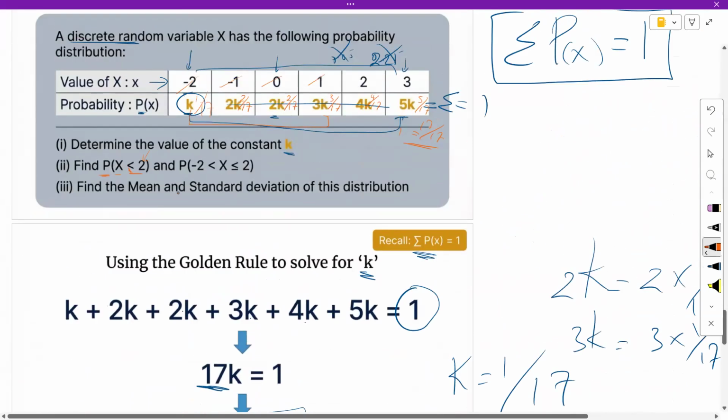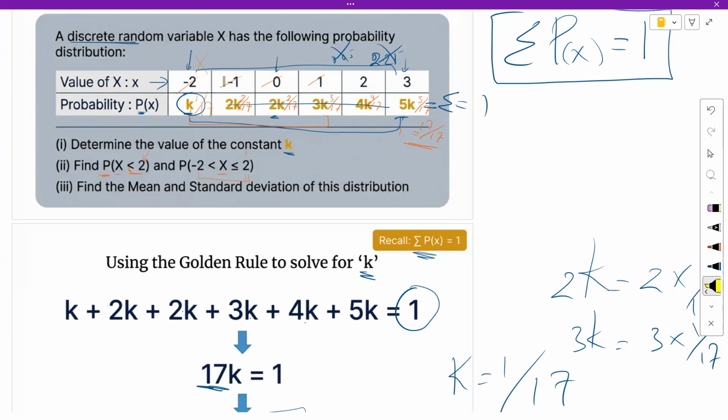Second part of the second question: find the probability of x that takes values in this range. It should be 2 or less than 2, and more than minus 2. So we can't take this value. More than minus 2, not equal, so we can't take this, but including 2. So here we can take these values.